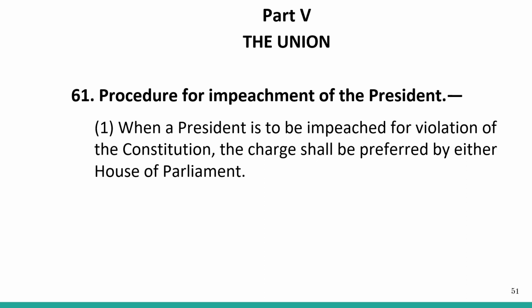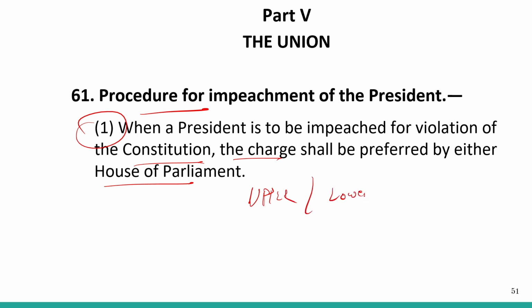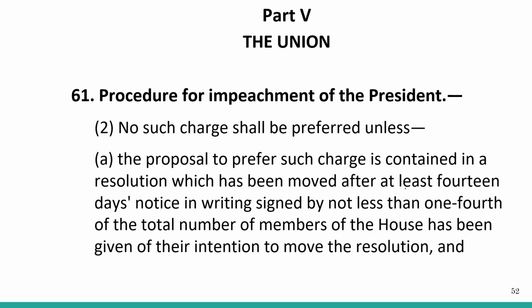Procedure of impeachment of the president. Now, how will he be removed? The first and foremost thing is that whenever the president is going to be removed for violation of the Constitution, the charge shall be preferred in either of the houses. It can be brought in the upper house or in the lower house. So in either the upper or lower house, it can be started.